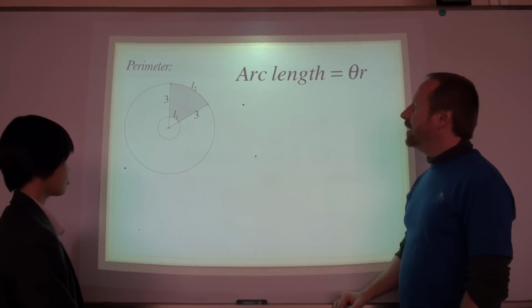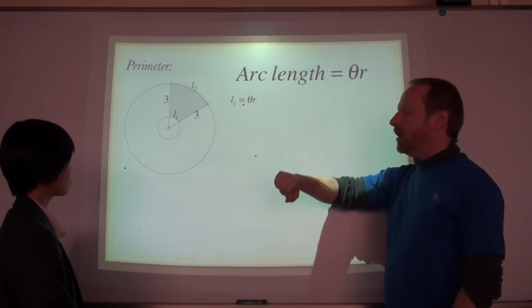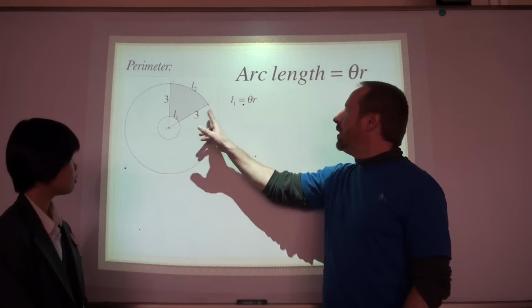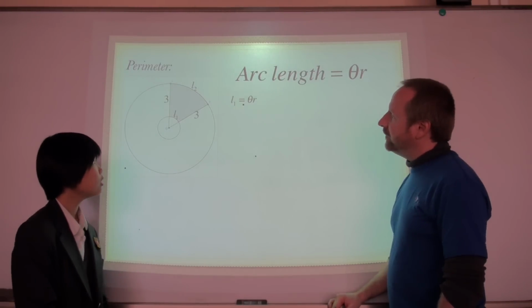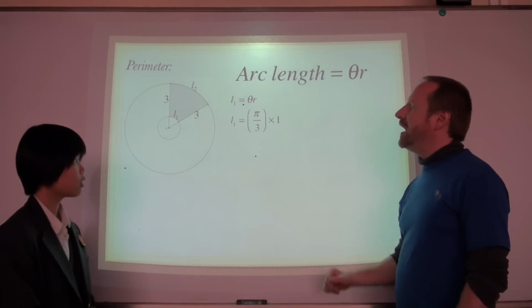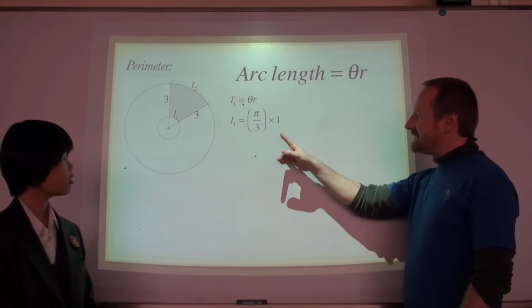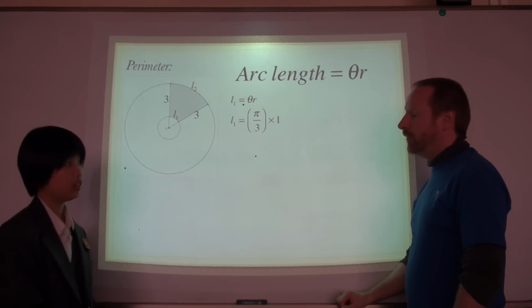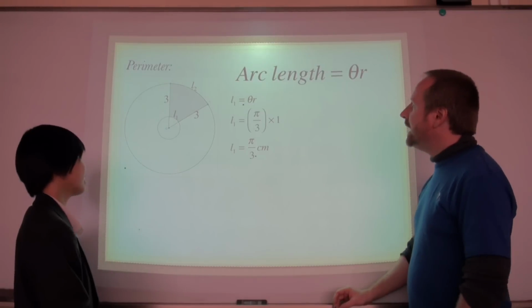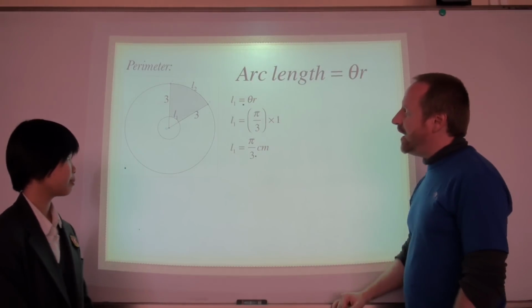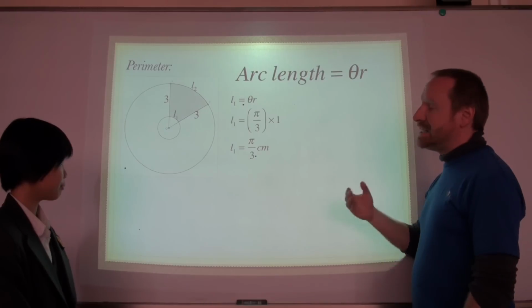So start with L1 is equal to theta r. But for L1, what's theta? Pi on 3. And what's the radius? 1. Very good. So put that information in, and what does that simplify to? Pi on 3. Very good. And you say pi on 3 as a cool kid would. Okay? Now, once you've finished L1, L2 is the exact same thing.